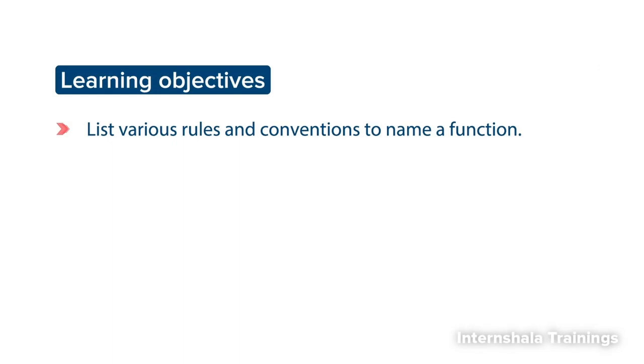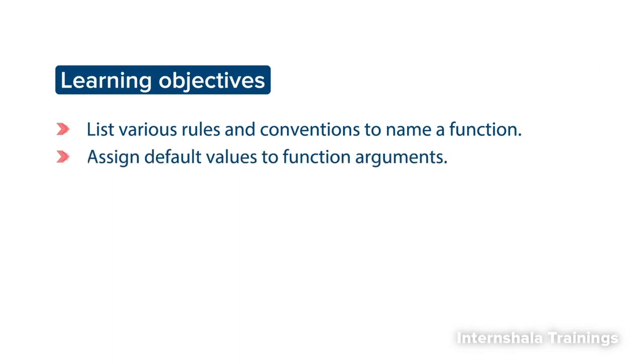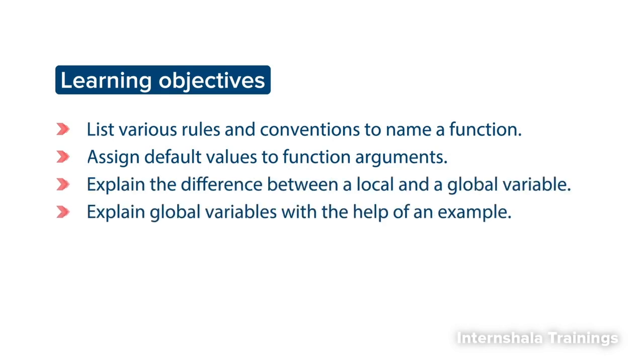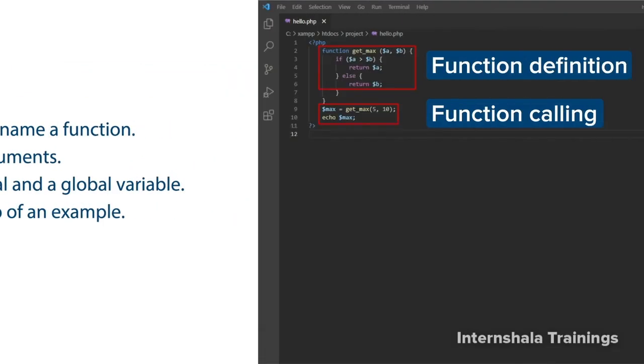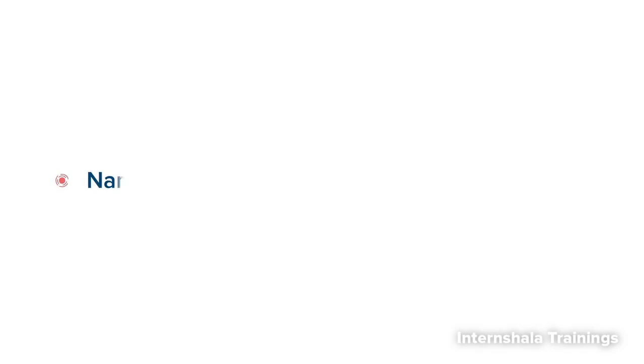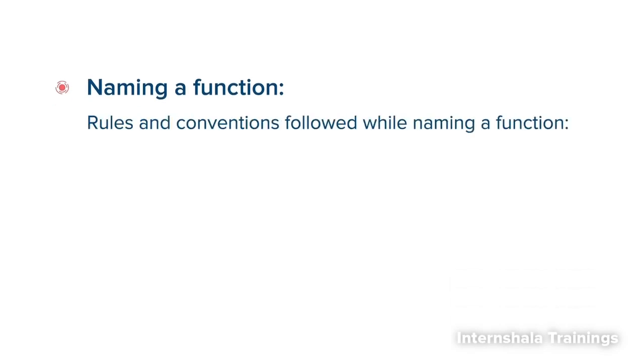After going through this video, you will be able to list various rules and conventions to name a function, assign default values to function arguments, explain the difference between a local and global variable, and explain global variables with the help of an example. In the previous video, we learned about functions: how to define them, what are the different parts that make a function, and how a function is executed. But there are still a few more exciting things we can explore about functions, starting with how to name a function. To name a function, we follow certain rules and conventions.